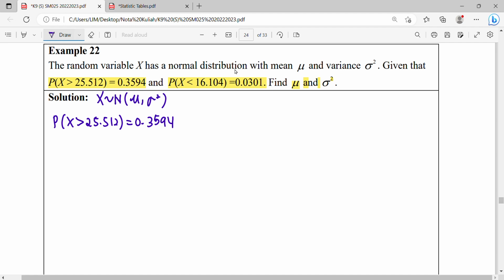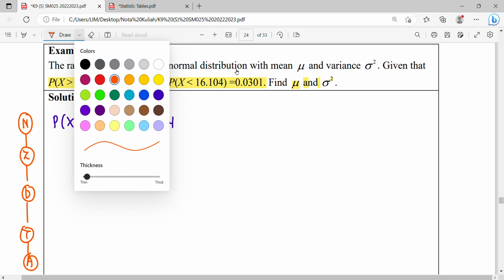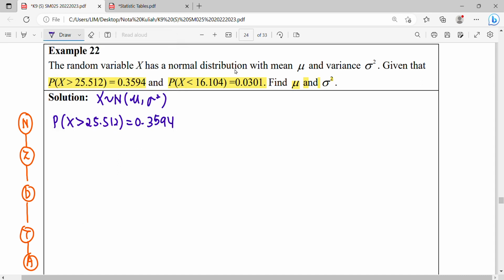So look at the X. X is distributed normal. So this situation starts with a normal status. So what do you need to do? Change it to standard, then draw it out from the table so that you can get the reading. Okay, so we change it to standard, which means the X here will become a z-score. So what's the value of the z-score? 25.512 minus mu over standard deviation.